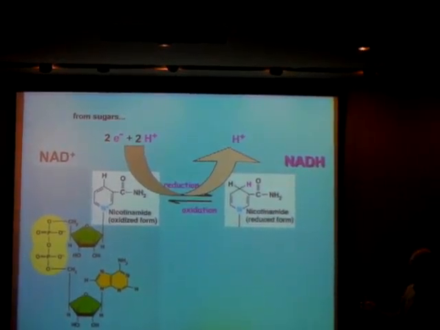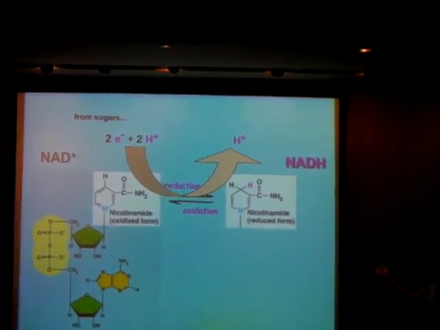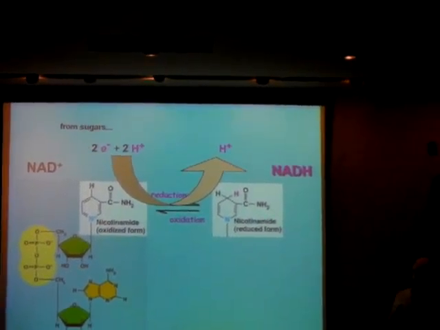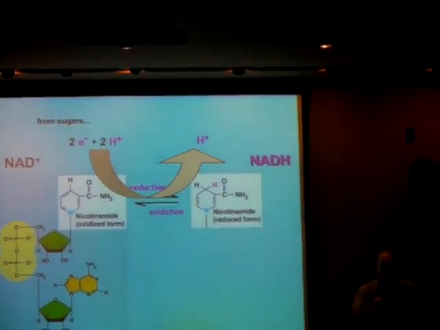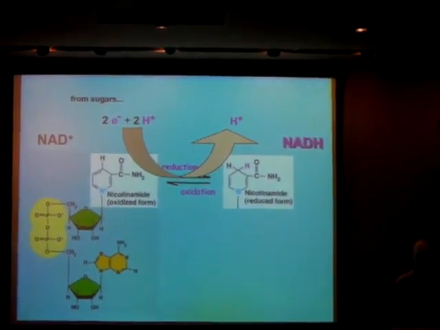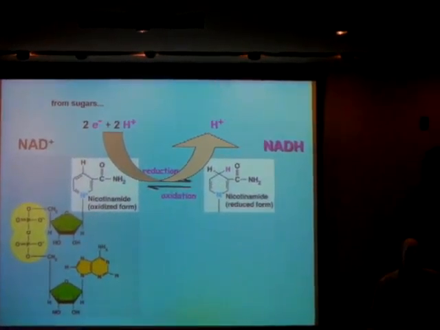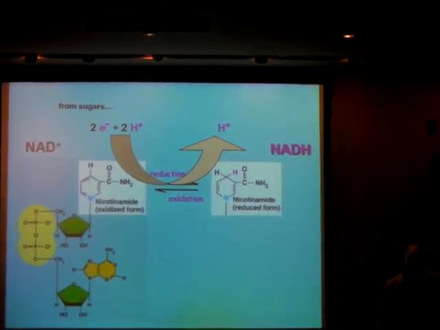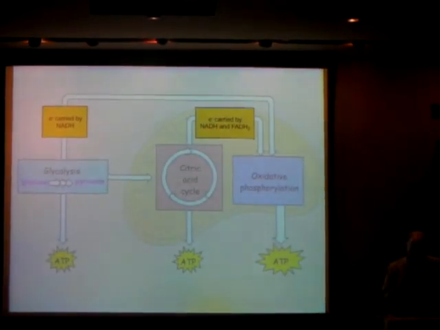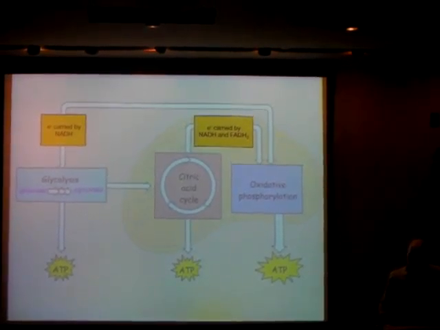And of course, this is a reversible reaction. So when you oxidize NADH, you get NAD+. Any questions? Yeah. So when the two H's are added, there's two electrons, but then only one of them hydrogen. Exactly right. Okay. So those are those molecules.